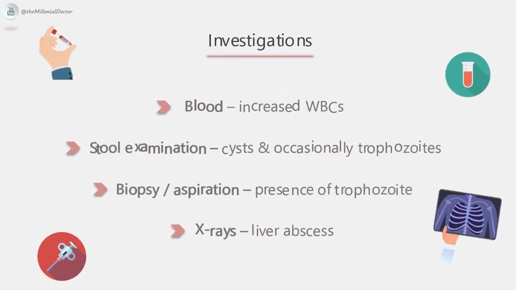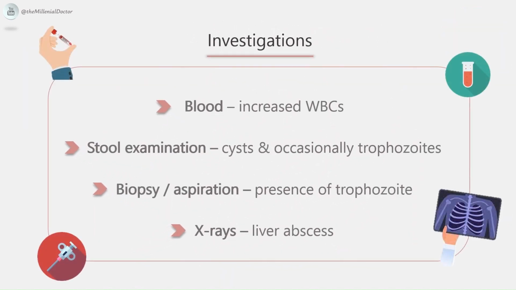Next, investigations. Blood shows increased WBCs. Stool examination shows the presence of cysts and occasionally trophozoites, and biopsy or aspiration shows presence of trophozoites, and the X-rays show the presence of liver abscess.